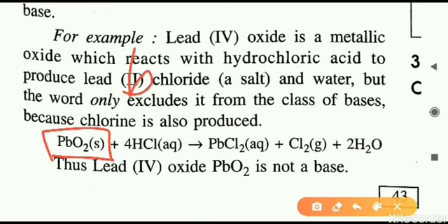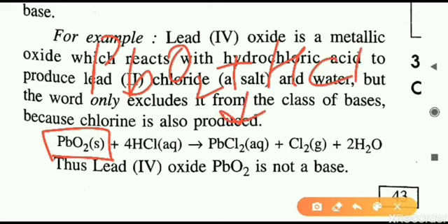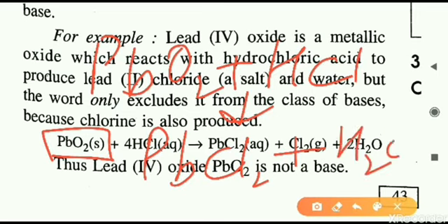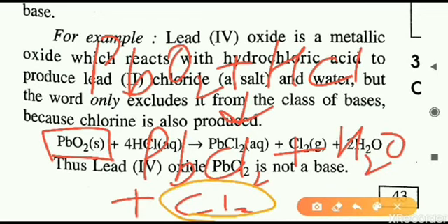So PbO2 reacts with an acid, that is HCl, and what we get is a salt, that is PbCl2. We will get water also. Acid plus base gives salt and water. But apart from this, in this reaction we are getting chlorine gas. Yes, because this chlorine is forming here, one extra product has been formed. That is why this particular metal oxide will not be called a base.